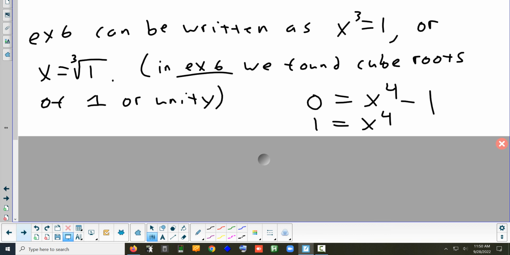Sometimes when they say finding the cube roots of 1 or the square roots of 1, they call that the cube roots of unity. Not sure why they give a special name to 1, because if it's anything else, you just say the square roots of 2, or 3, or 6. But if they ever ask you to find the cube roots of unity, it means find the cube roots of 1.